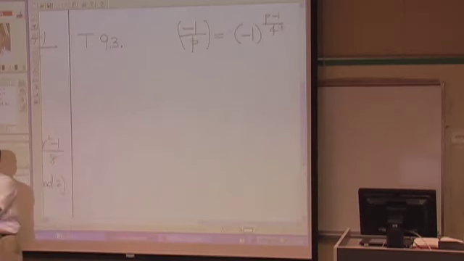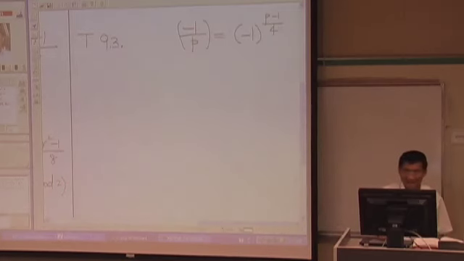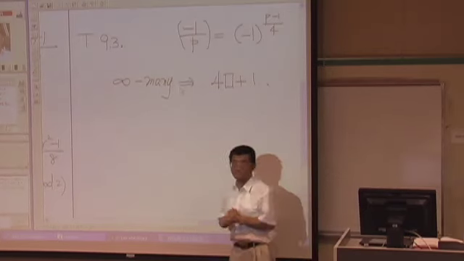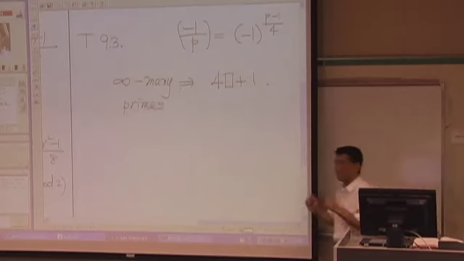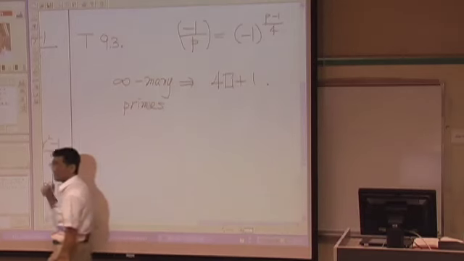So where is this property? The theorem says this: there are infinitely many primes of this type. So this is the theorem. Of course, there are infinitely many numbers of this type, but the claim is that there are infinitely many prime numbers, or primes of this type. This is the one we want to prove.